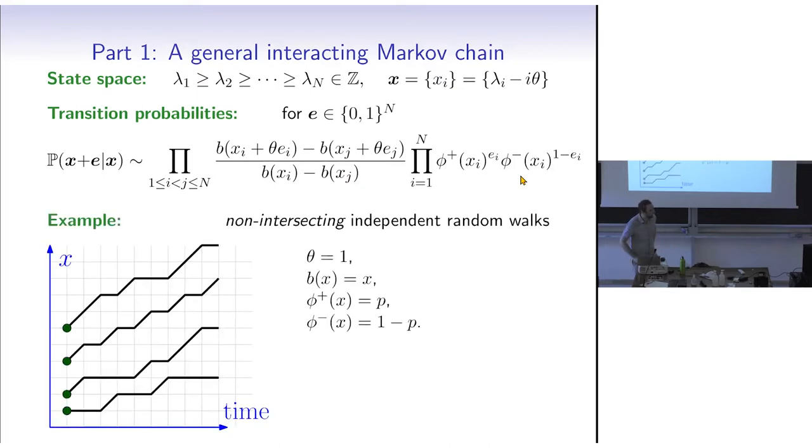Okay, so you might be wondering where do these things appear? So here is the simplest possible case I know, which is about non-intersecting independent random walks. For this model, you start with just independent random walks in which each walker at each time moment either stays put with probability one minus p or jumps one step up with probability p. So here is one possible trajectory.